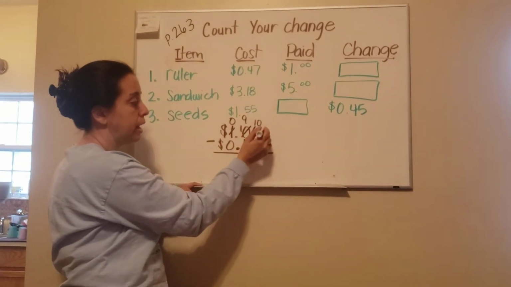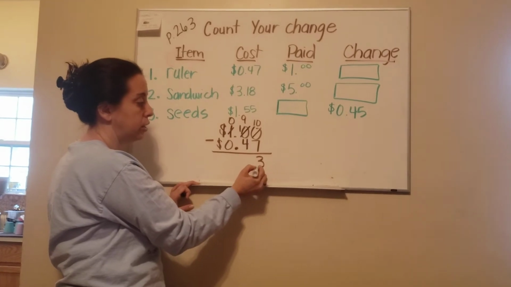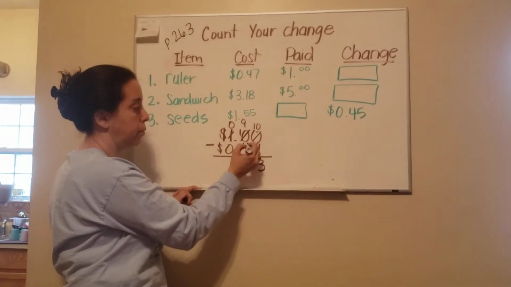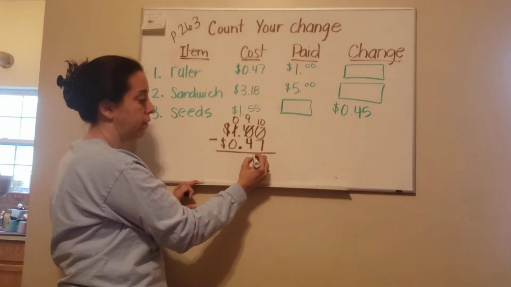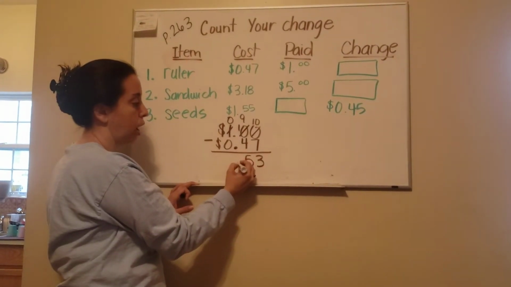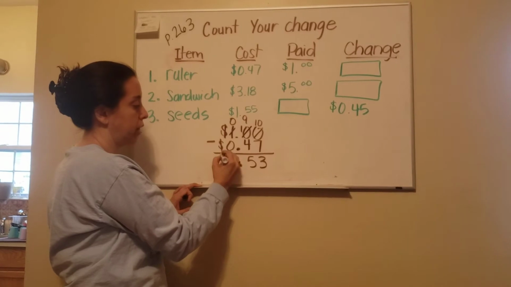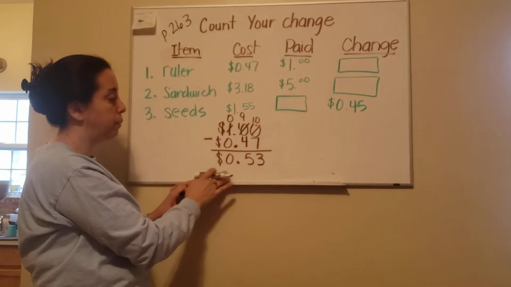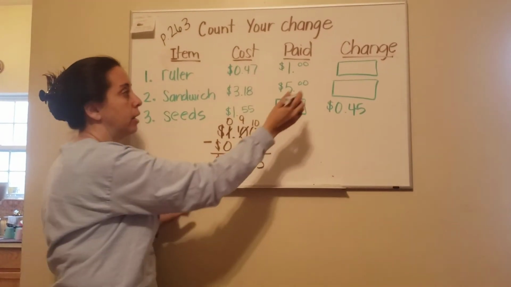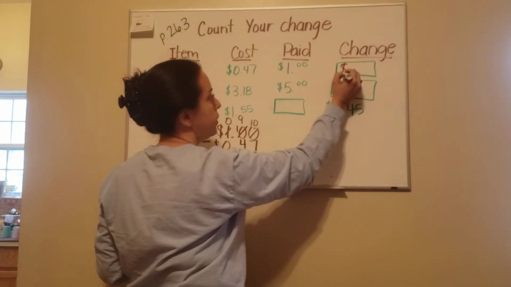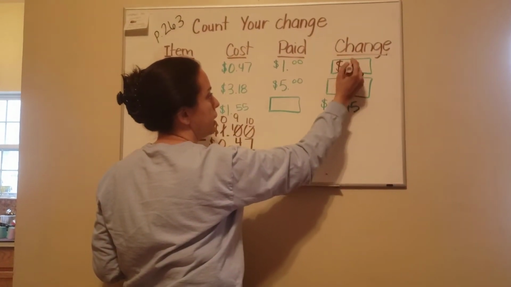So 10 minus 7 is 3. 9 minus 4 is 5. Drop down your decimal point, 0 minus 0, and then your dollar sign. So how much change are you going to get back? You're going to get back 53 cents.